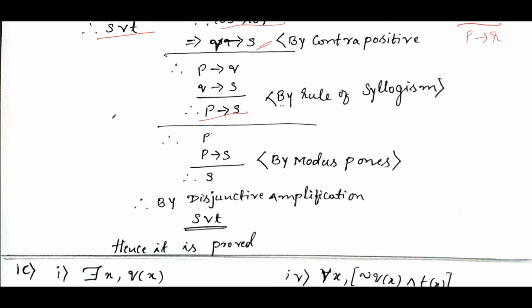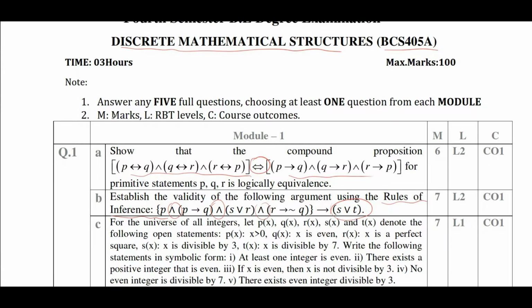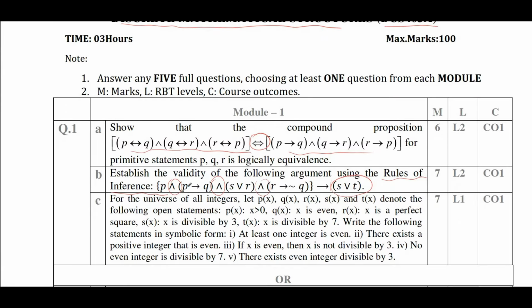Moving on to question number 1C. The problem 1C is on quantifiers. They have given the question, and it has been well defined. P of x, Q of x, R of x, S of x, T of x have been defined here. Using these predefined quantified statements, we need to write the symbolic form for the statements here.